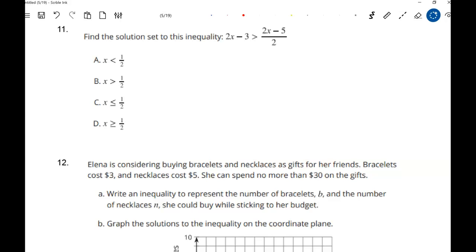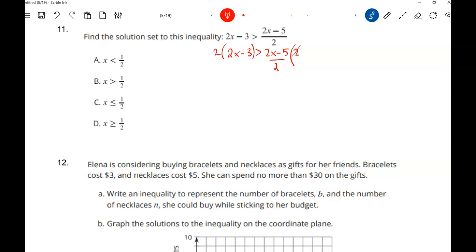Okay, second set of problems, numbers 11 through 20. On number 11, the easiest way to do this would be to just solve the inequality. So that's what I'm going to do. I'm going to rewrite it. First thing you do is multiply both sides by 2.